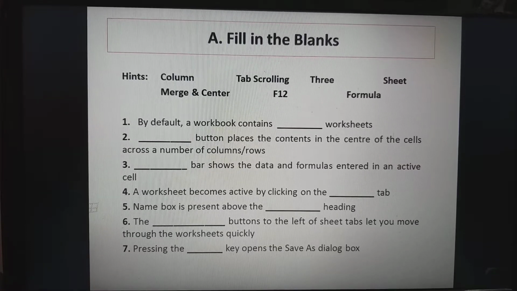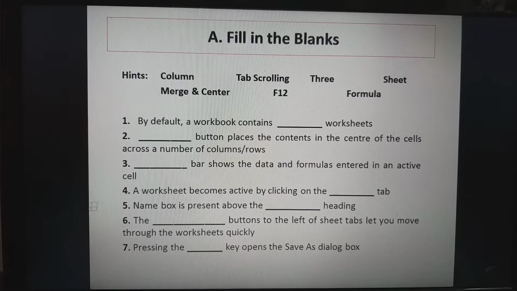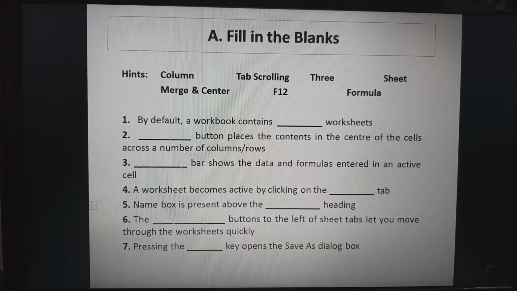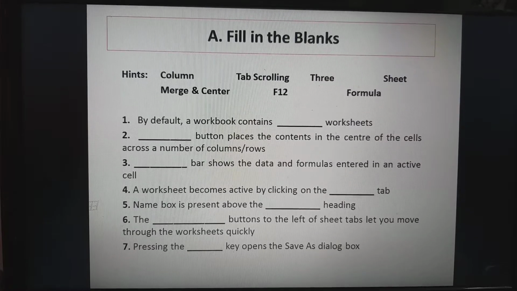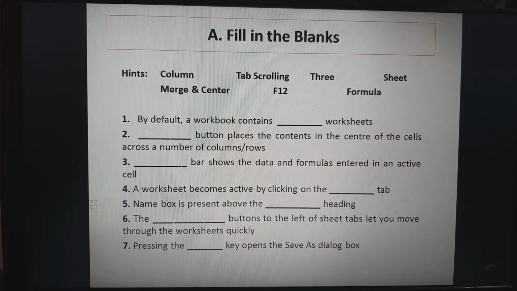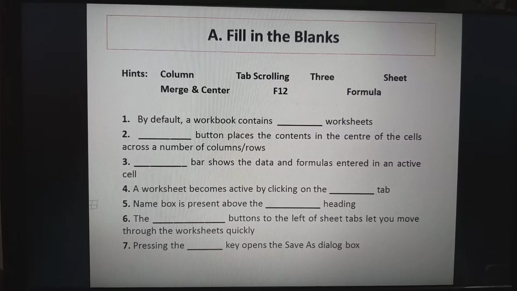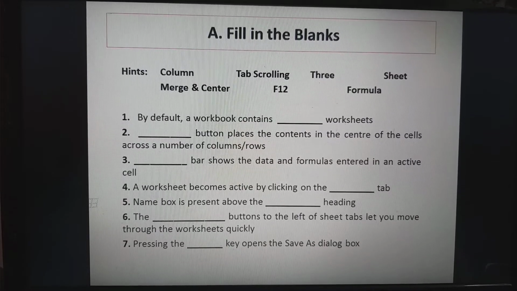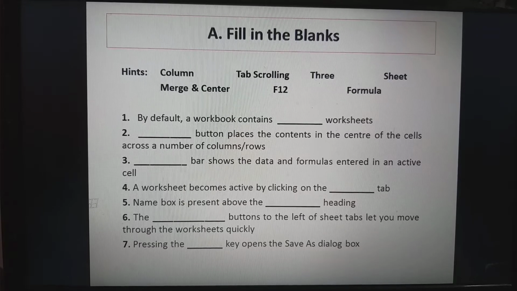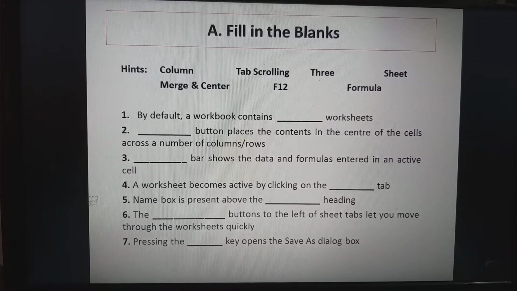So from the hint you find out the answer, it will be tab scrolling. Tab scrolling buttons are first, previous, next and last, just to the left of the sheet tab. They let you move through the worksheets quickly. Now see number 7. Pressing the dash key opens the Save As dialog box. So from the hint you find out the answer, it will be F12. If you press the F12 function key, then the Save As dialog box opens.